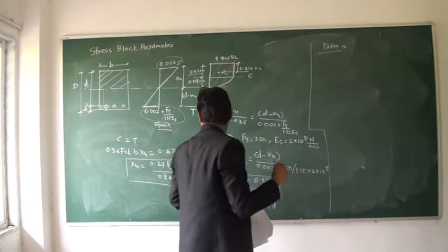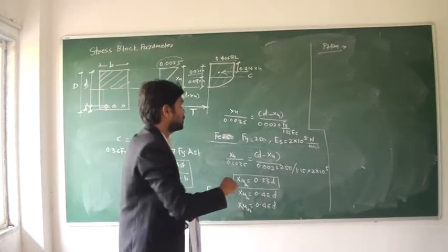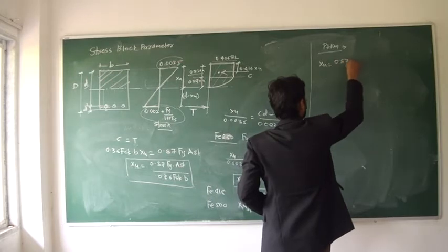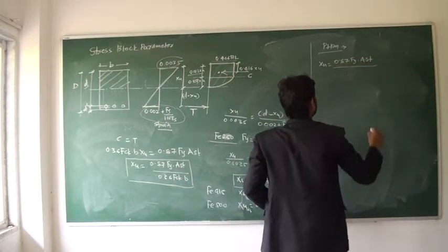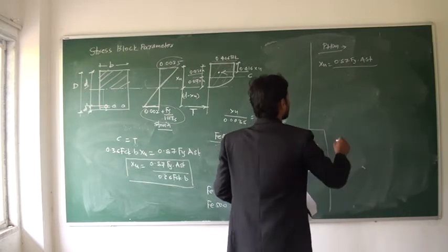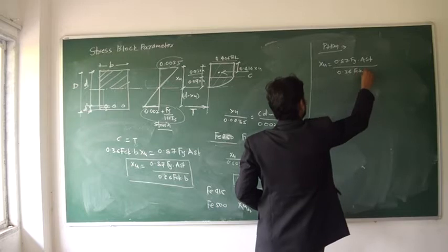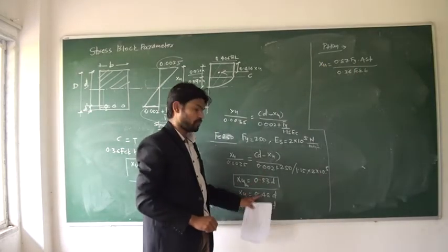Now see here. We have derived one equation for XU. XU is equal to 0.87 Fy into AST divided by 0.36 FCK B. Now for the section to be balanced, XU should possess this value.